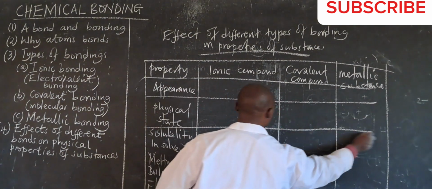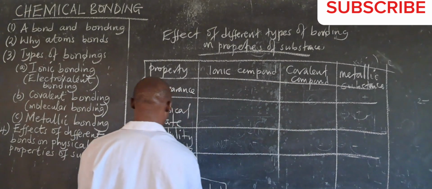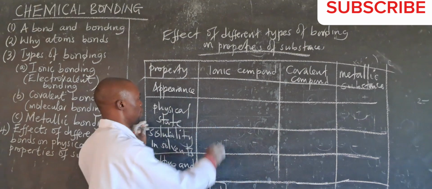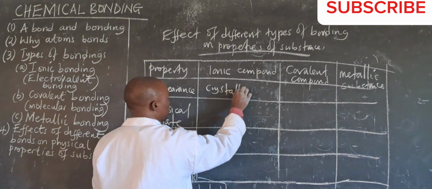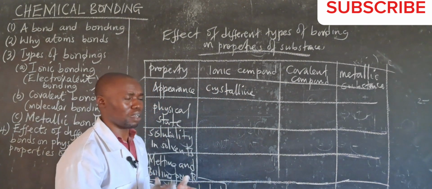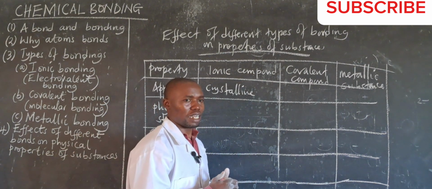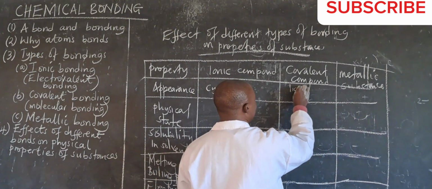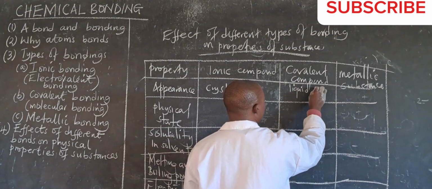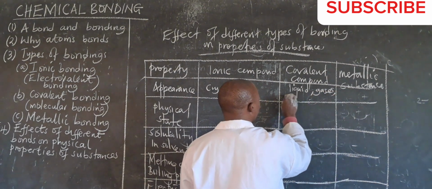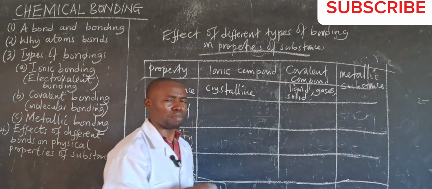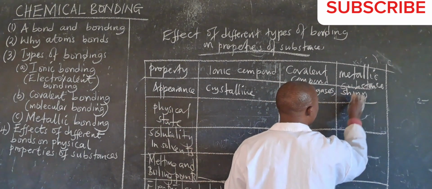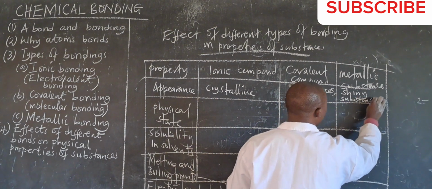Now physical appearance. Ionic compounds are normally crystalline in nature. So they appear as crystals in different colors. They can be blue, red, green, like that. Covalent compounds normally appear as liquids, gases, or even solids with different colors. They can be yellow. Also, they have various colors. Metals appear as shiny substances with different colors also.